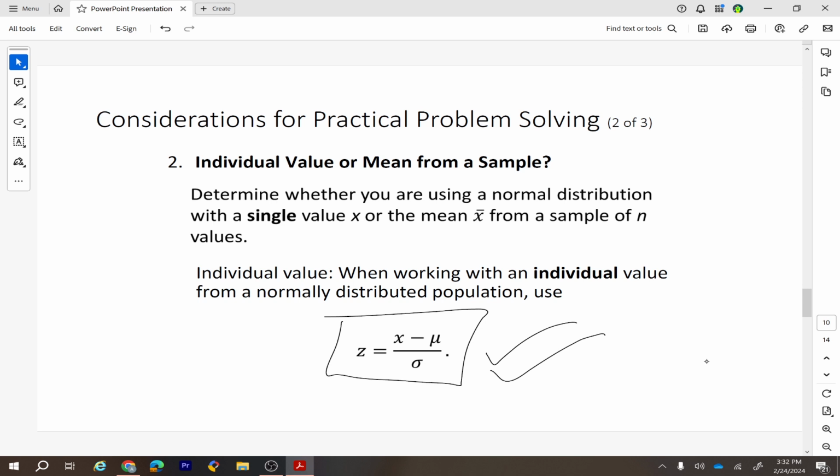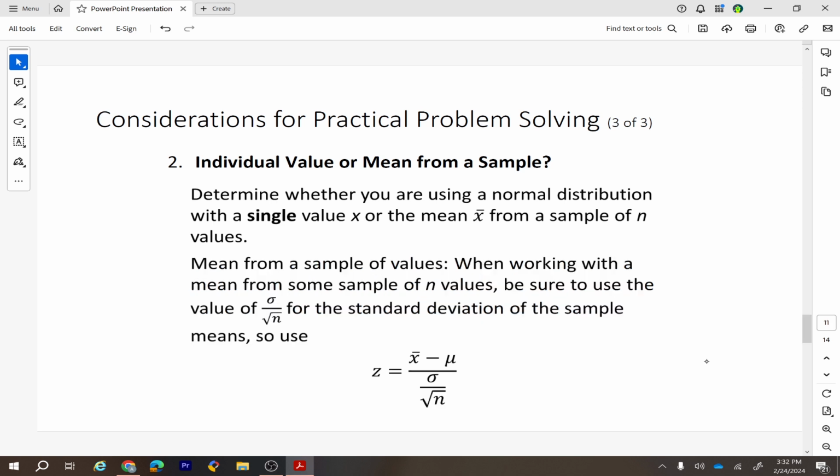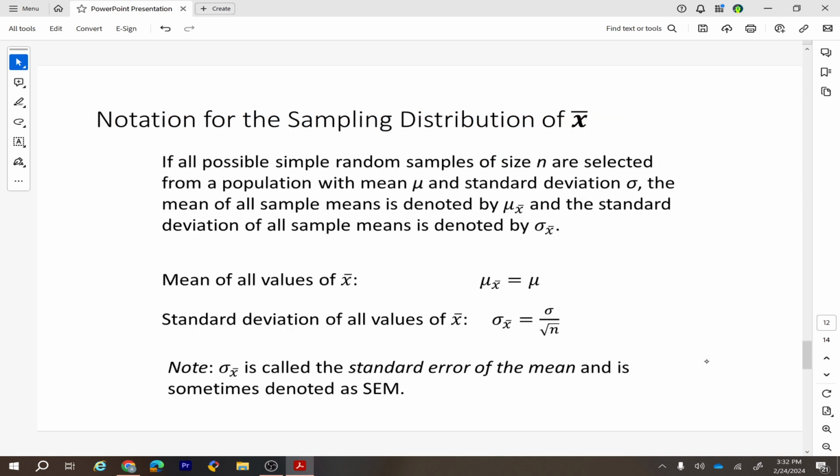That's from section 6.2. If we are using the mean from a sample, then this is the z score we are going to take, and the mean would be the same as the population and the standard deviation would be that one. So one more time, if the population is originally normally distributed, or the sample size is greater than 30, then these are the formulas we have to use here. This notation is also called the standard error of the mean.